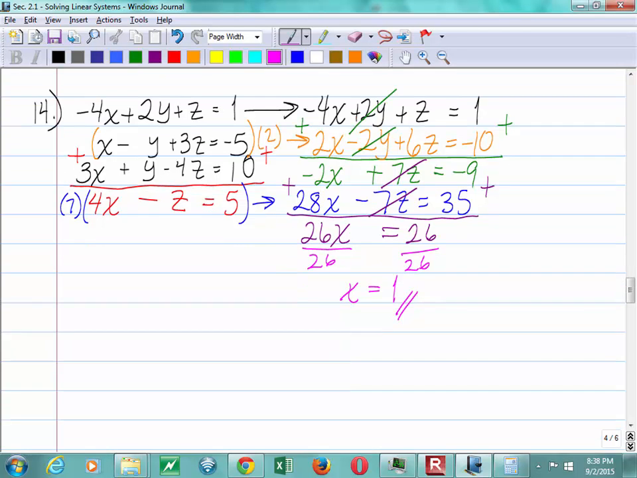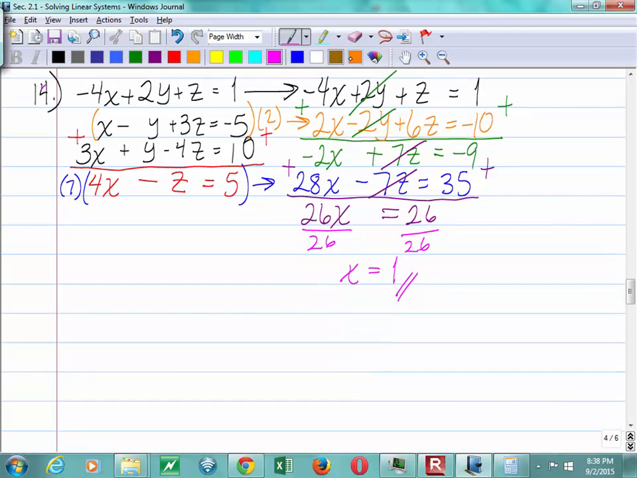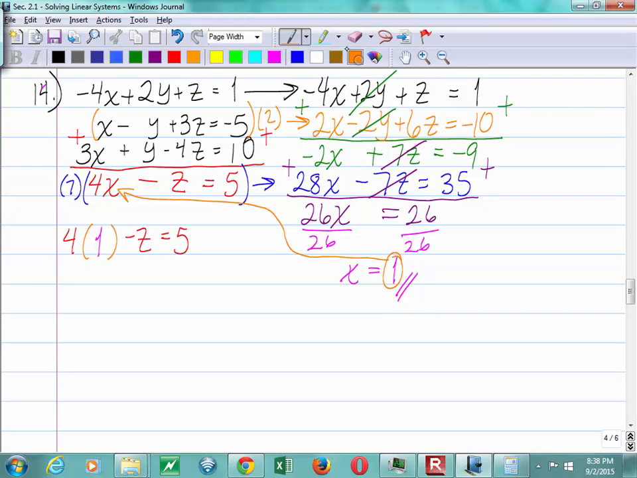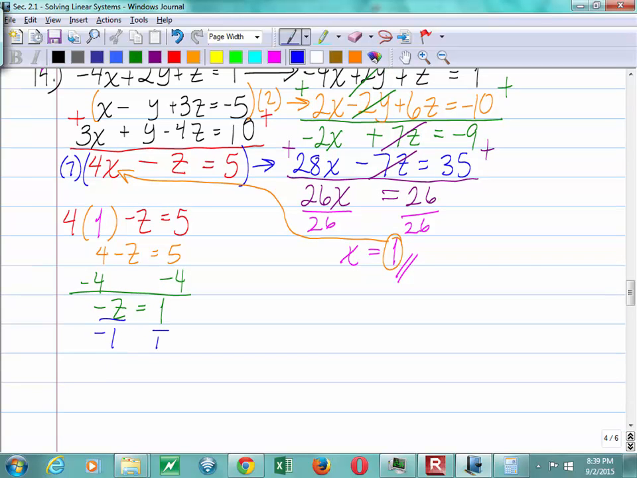Okay, so now I can take that and I can plug it in for x in one of my two variable equations, so that way I can find out what z is. So it's going to be 4 times 1 minus z equals 5. Okay, so that is 4 minus z equals 5. Subtract 4 from both sides, so negative z equals 1, and then divide both sides by negative 1, so z equals negative 1.